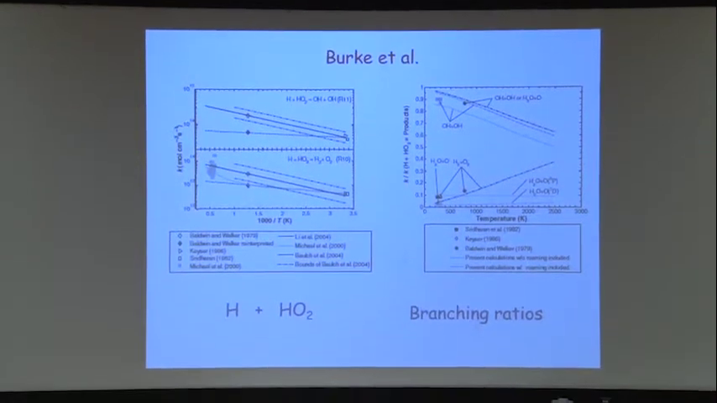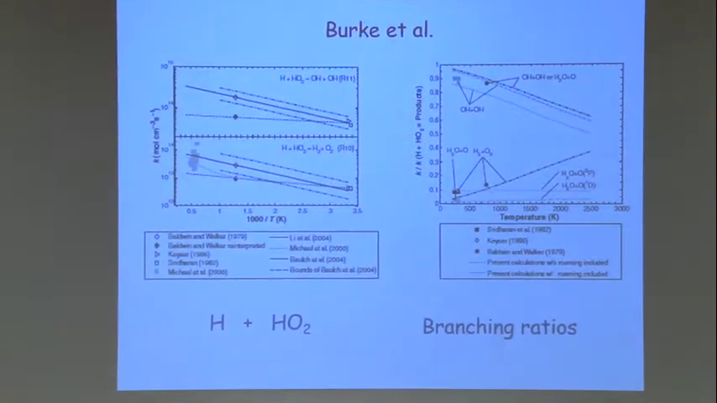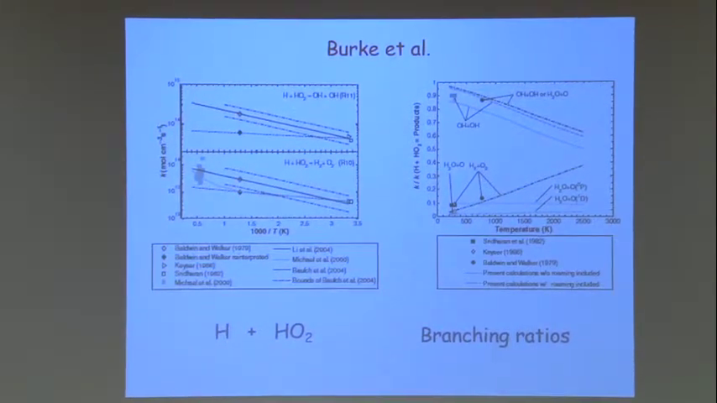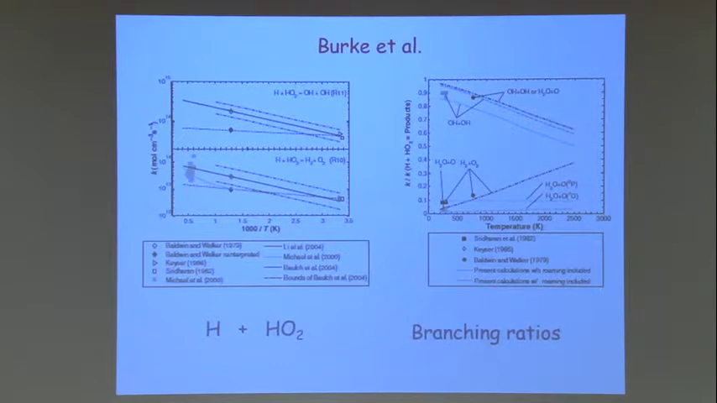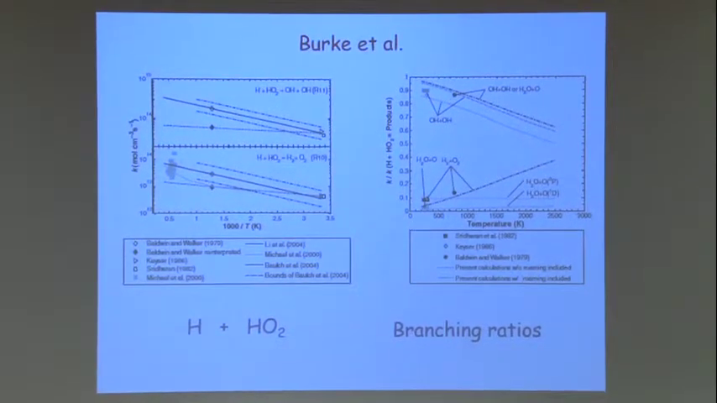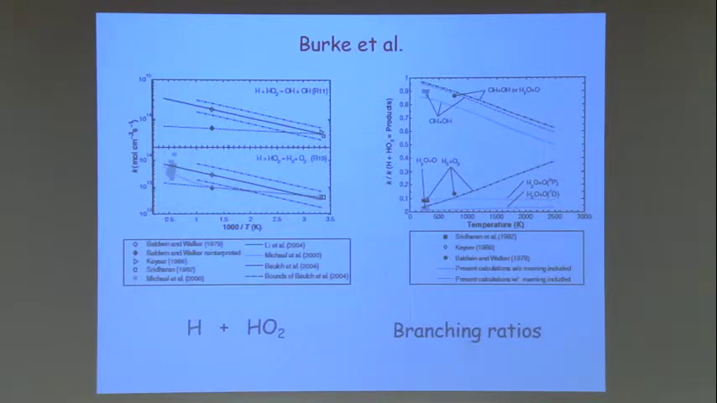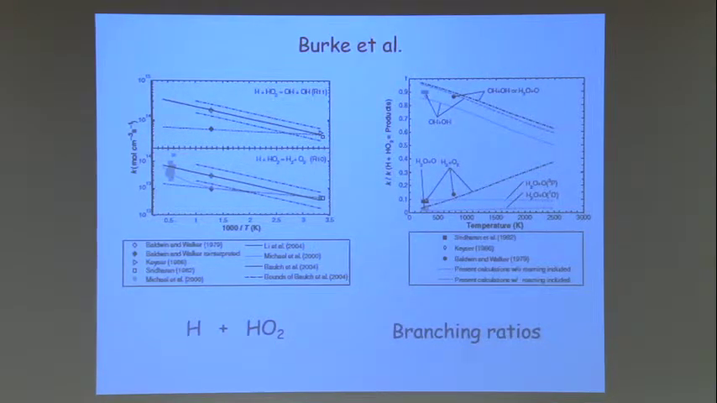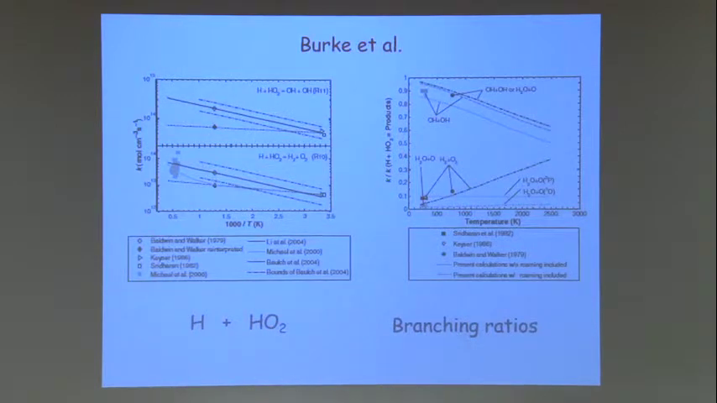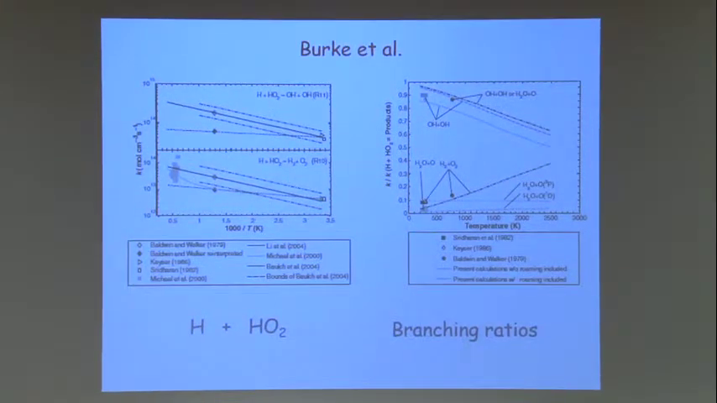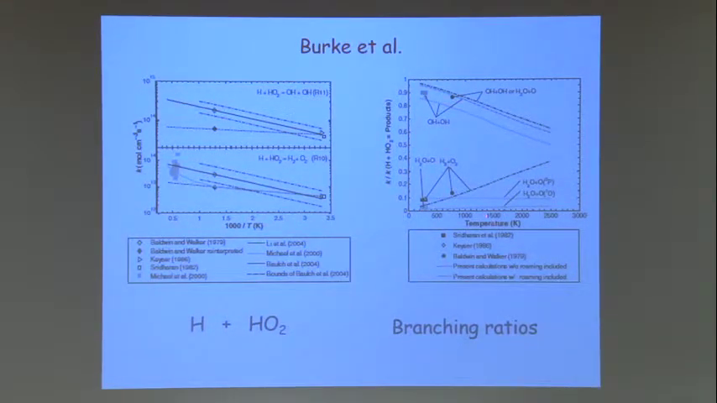I mentioned the other day that this H plus HO2 reaction is really very important and has high sensitivities in the hydrogen-oxygen system. And the complication with it is just what are the branching ratios. So the reaction can produce hydrogen H2 and O2. It can produce two OHs, and it can also produce O plus H2O. And depending upon what the branching ratio is, this reaction can be either reducing the rate of the hydrogen-oxygen ignition or increasing it. And so these are examinations by Burke of the branching ratios for this reaction that are pretty key.